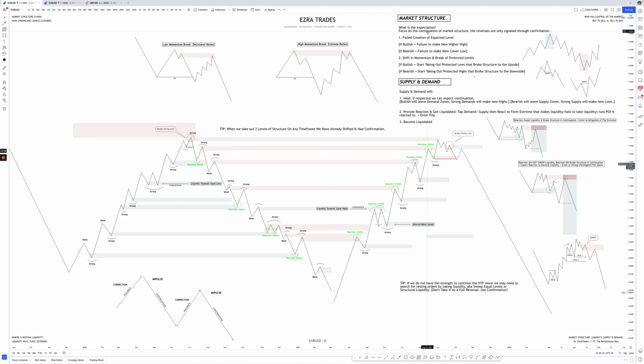pullback with some sort of reversal, or somewhere in the middle of a continuation. Pay attention to the higher time frame structure until, let's say, the low goes, and when it's bearish, we have no reason to have a pullback, right?